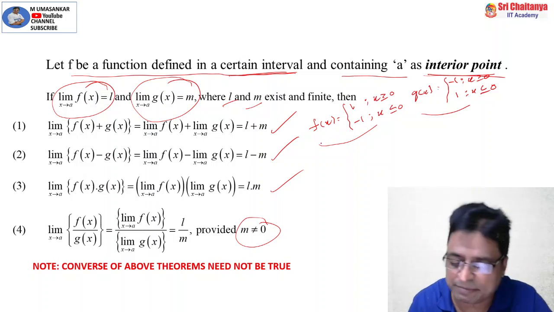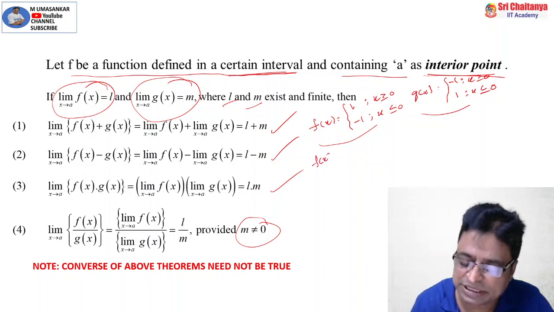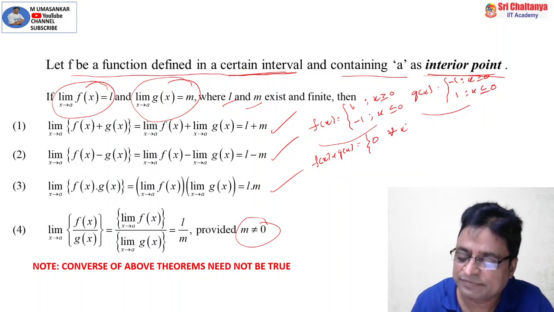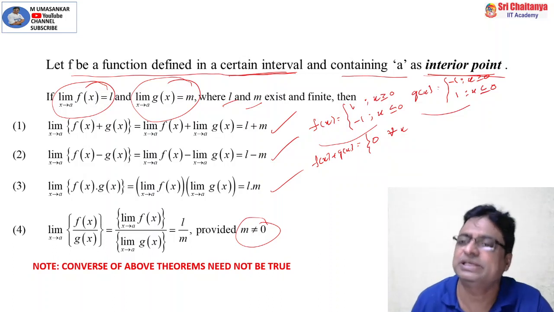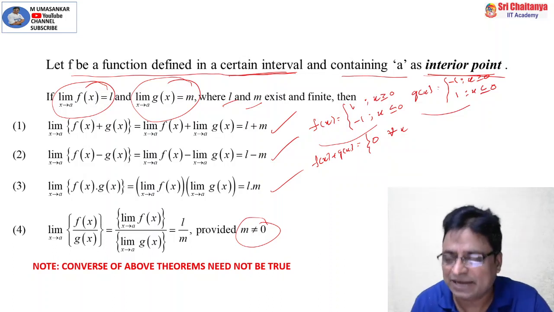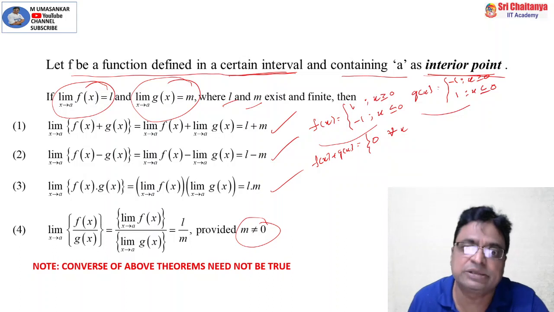But whereas the sum, what is the sum f of x plus g of x? That is nothing but 0 for every x, and it is a constant function, and everywhere the limit exists, even at x equal to 0 also the limit exists. Like that, there are some important counter examples.